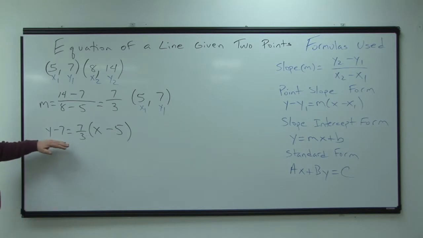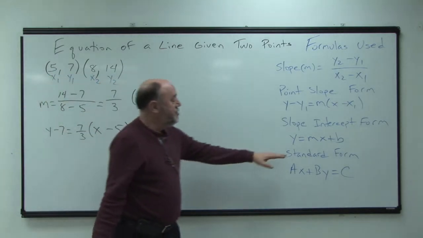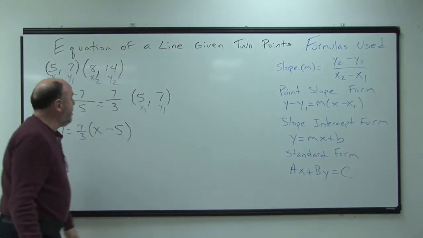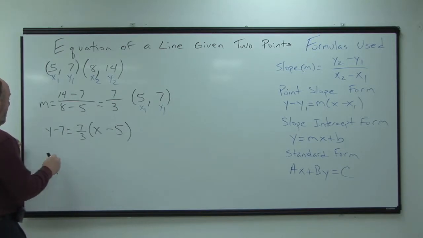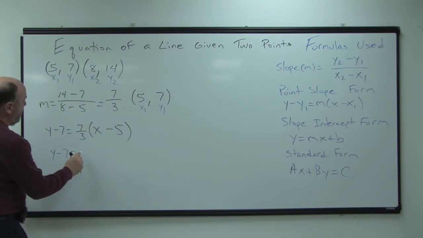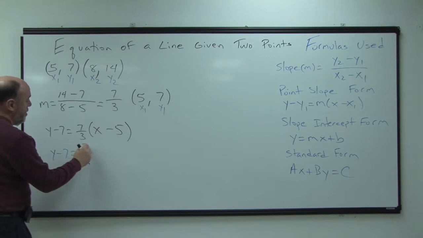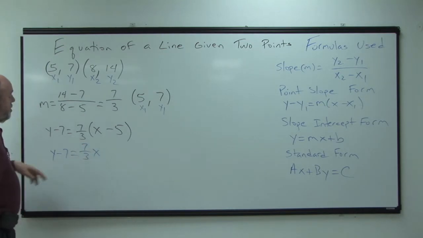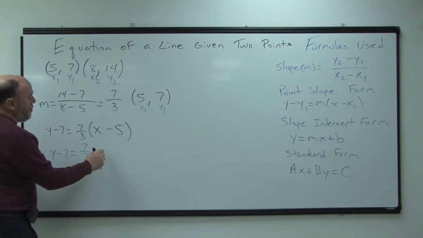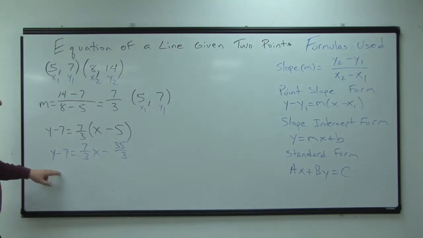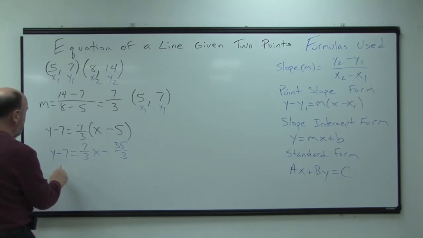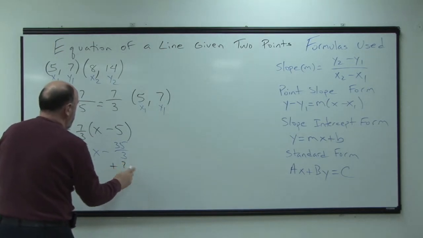So now if I want to go from this form into my slope-intercept form, we need to take this equation and solve it for y. So the first step will be to do our distributive property. So we get 7/3 times x, which will be 7/3 x, and 7/3 times the minus 5, which will be a minus 35/3. The next step is to take the 7 and bring that over to the other side. And so the opposite of subtracting is to add. So we add 7.